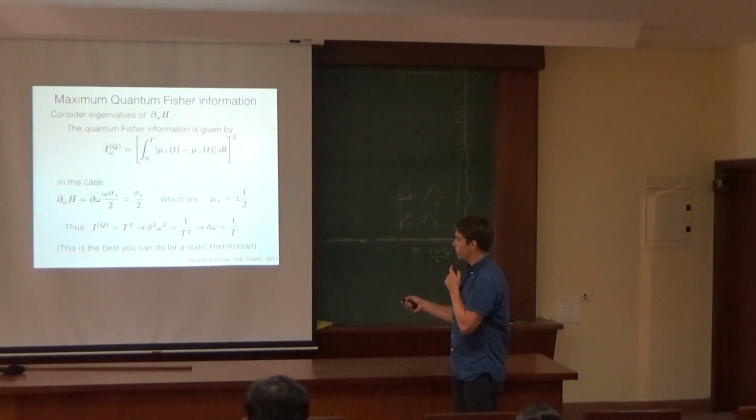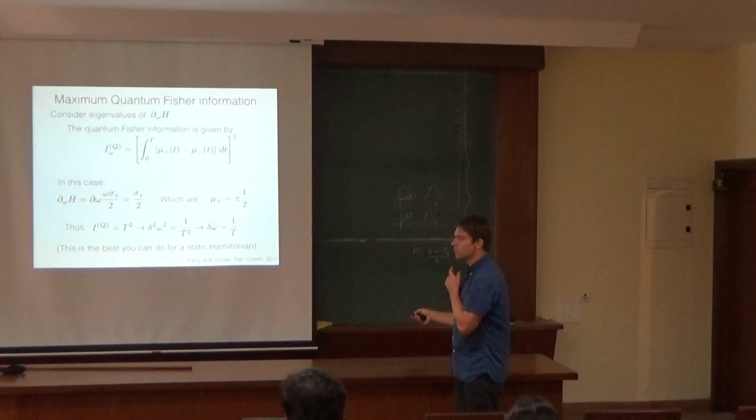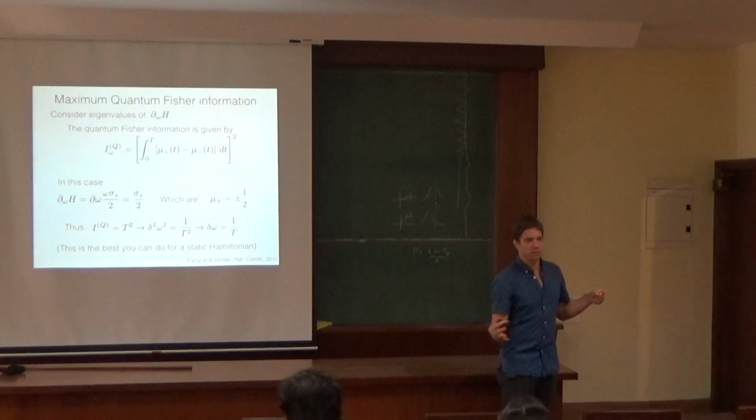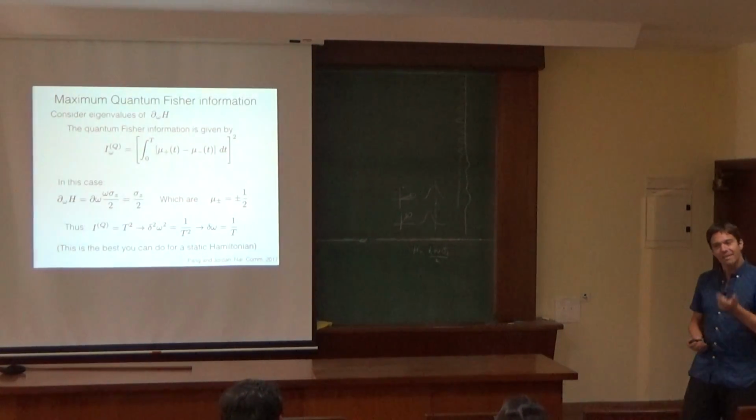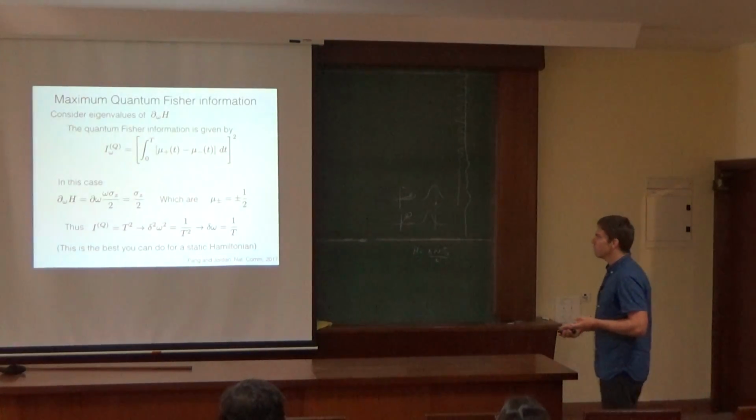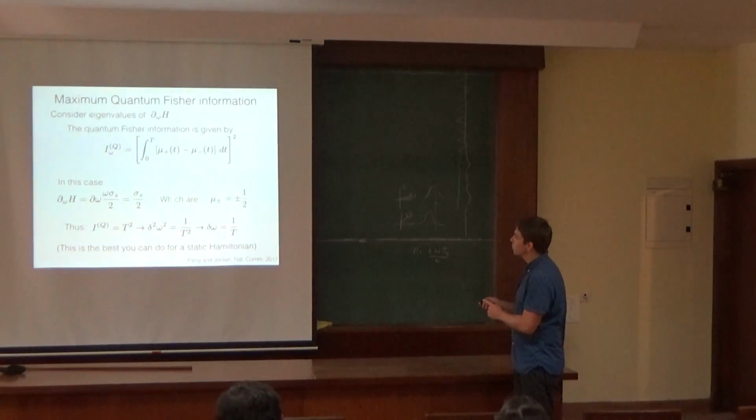So the quantum Fisher information is going to go like t squared, which means that the frequency variance goes like 1 over t squared. So the frequency uncertainty goes like 1 over t. So this just recovers what I told you at the beginning, that your frequency sensitivity goes like 1 over t. And this is actually the best you can do for a static Hamiltonian. If your Hamiltonian doesn't depend on time, then when you take the derivative with respect to your parameter, you'll just get a constant.